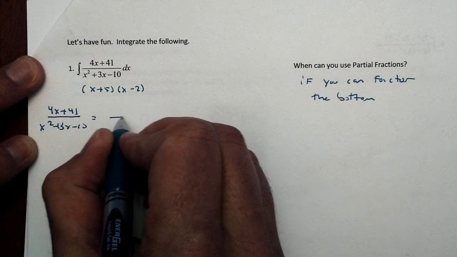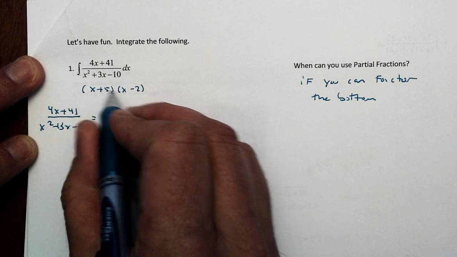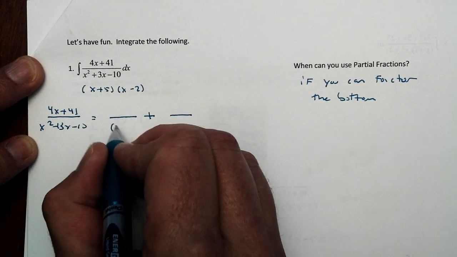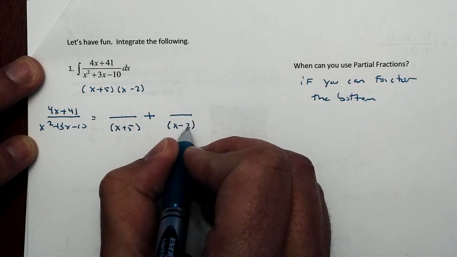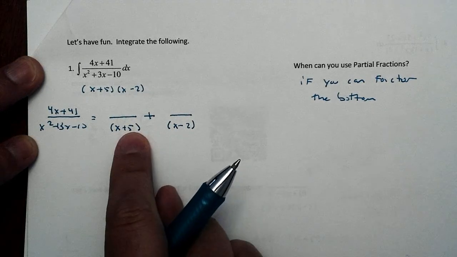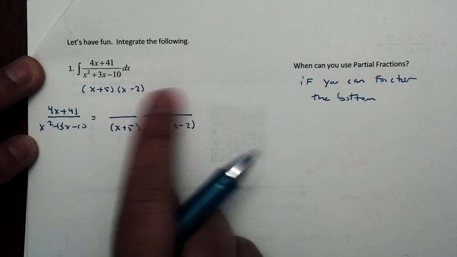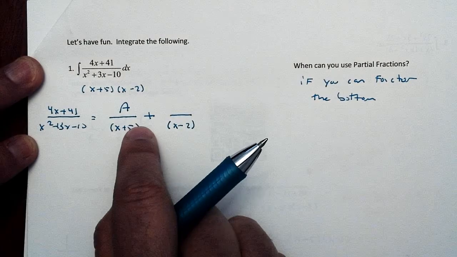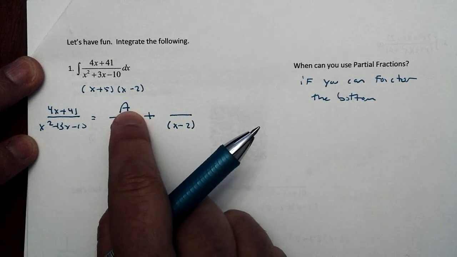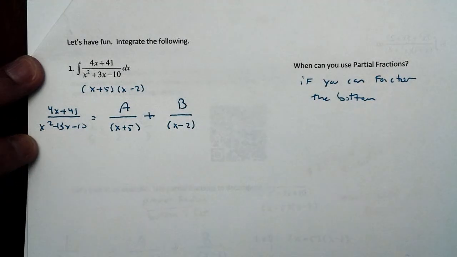Equals, remember, each factor gets a fraction. So each denominator factor gets a fraction. The first one is this x plus 5. Here we have x minus 2. Now, because these are both linear factors, the degree on top has to be 0. So they're just going to be numbers. We're going to talk later on what happens if it's not a linear factor. What do we do to the top? We'll talk about that later on in another video.